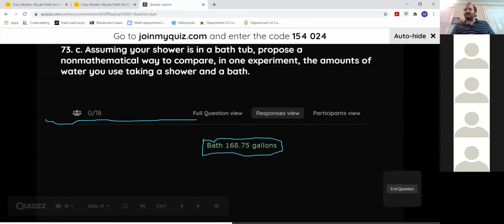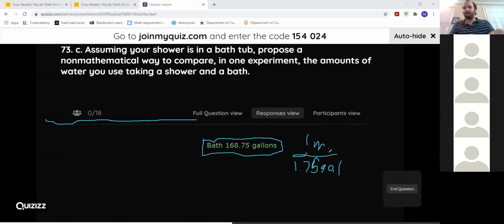Okay. I guess I could put it up right quick in annotation. It said 1.75 gallons for every 1 minute. And so what we're supposed to do is divide those two things. You divide those two, you should be getting something in minutes. It should give you that 96.43. So you'd have to take a shower for an hour and a half, is what they're saying, in order to use as much water as a bath.